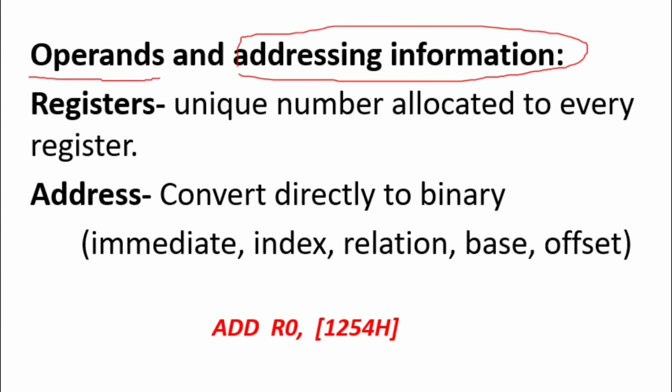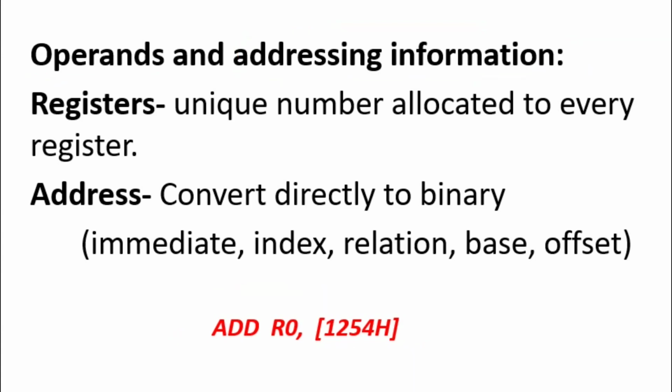So what is the addressing information? I have given an example here using the add instruction. Here you can see the first operand used is a register. I have directly used a register so that I can add the content of the register. Then the destination I have mentioned using an addressing mode, that is direct addressing. I have mentioned the offset of the memory address directly in the instruction. So it is important to encode these two details.